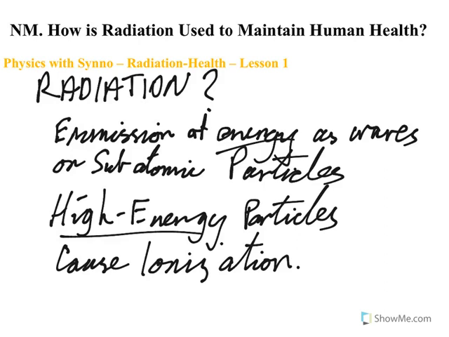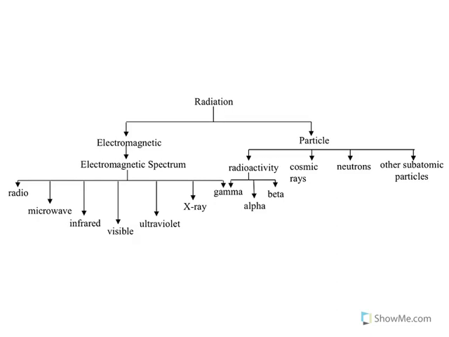And ionisation is the critical one, because if it ionises things in the nucleus of your cell, then it can affect the nucleus of the cell and what it's supposed to do. We'll get to that more often. We've got a little diagram here, and this is in your notes. We start at the top with radiation, and then we split into two: electromagnetic waves, or particles.